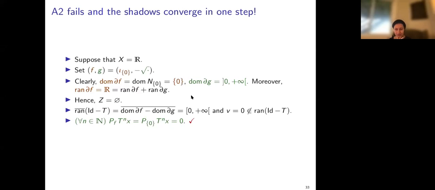But we also have a very special shadow. It takes everything and throws it into 0. So no matter how bad this is, I don't even care about what it does, it will converge in one step. It does extremely well. So this is an example where the shadow does fantastic, no matter what the governing sequence does.